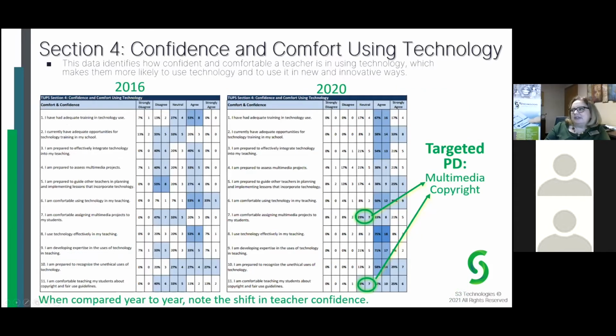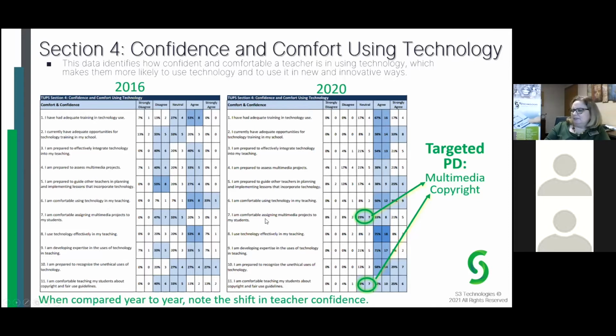All right. Confidence and comfort, this is what I was talking about earlier as well: how do they feel about the different use of technology, multimedia technology, how well I can help other people, and whether or not I feel that the kids should be using the tech. And from here, there's some interesting data that we can get out of it.